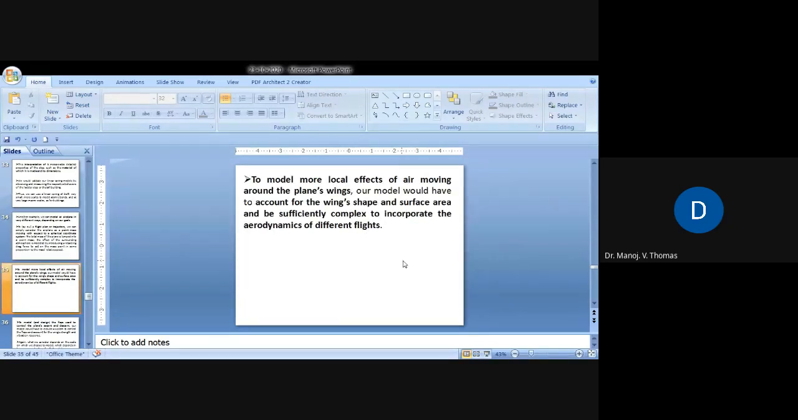But to model more local effects of air moving around the plane's wing, suppose we want to identify how the plane's wing should be developed. In that case, our model would have to account for the wing's shape and surface area, because surface area affects the friction and how the wind affects this surface. These parameters should be considered if you want to study the effects of air moving around the plane's wings, and ultimately design effective wings for a particular plane. So in the first case, it was only about studying the trajectory of a plane. In the second case, it's about studying the wing architecture and the effects of air moving around wings.